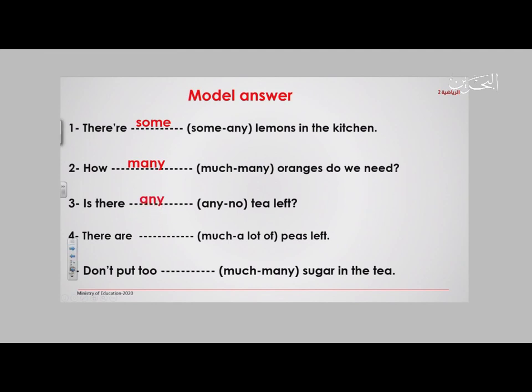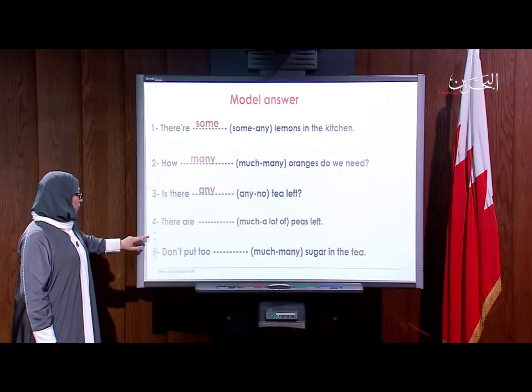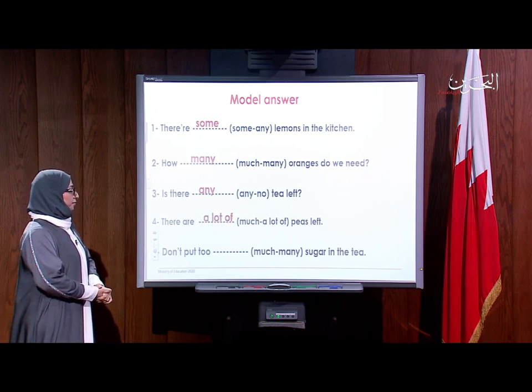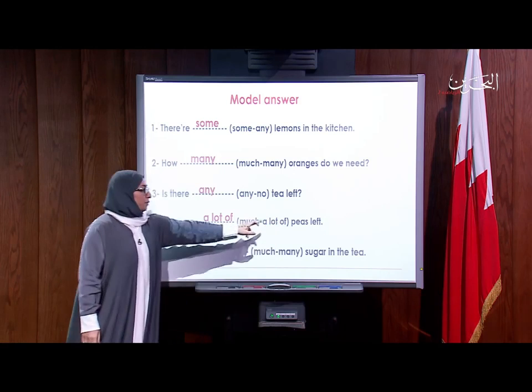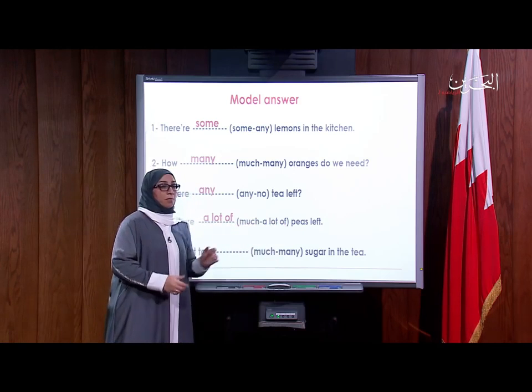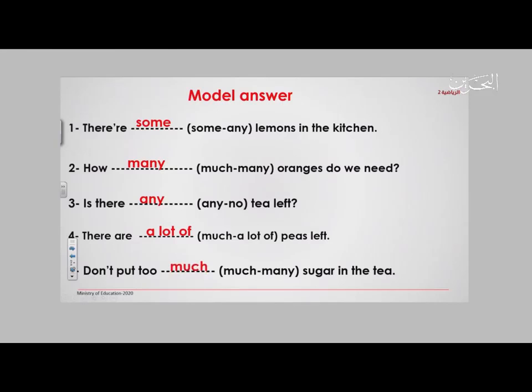Is there any tea left? Why any? Because it's a question. I use any with a question. Let's go to number 4. There are a lot of peas left. Peas, countable. I cannot use much with it. Last sentence. Don't put too much sugar in the tea. We know that sugar, again, it's uncountable. We use much with uncountable.